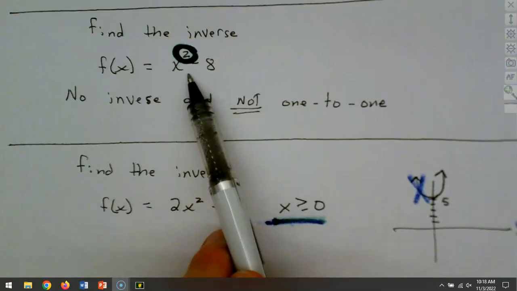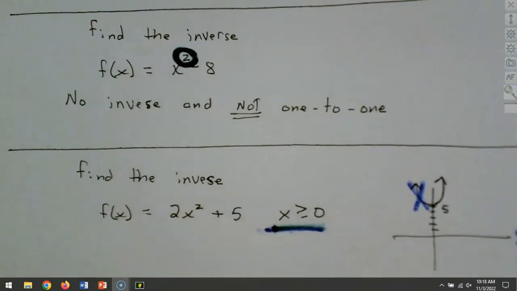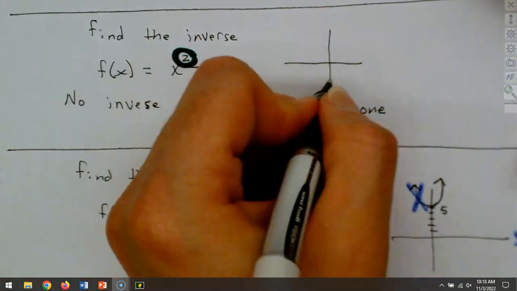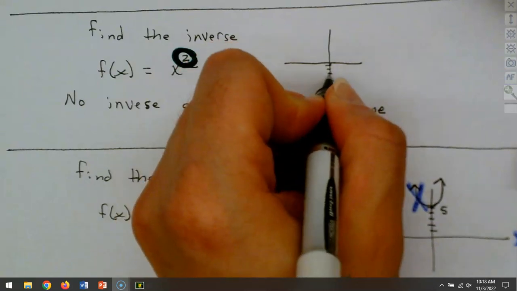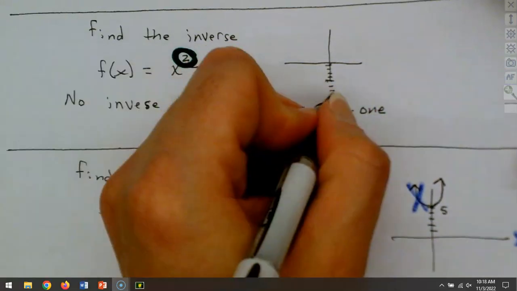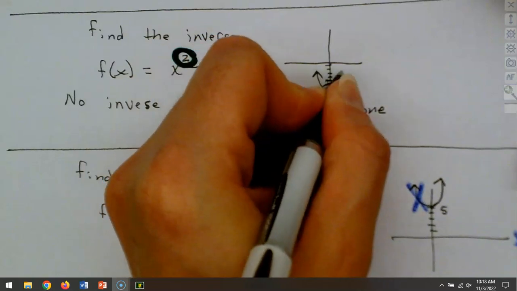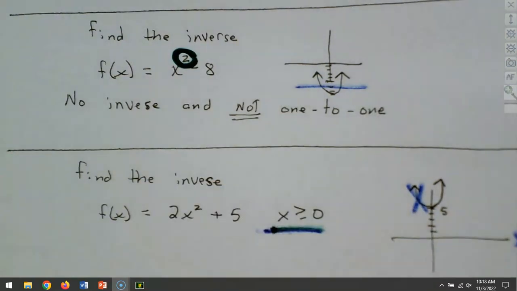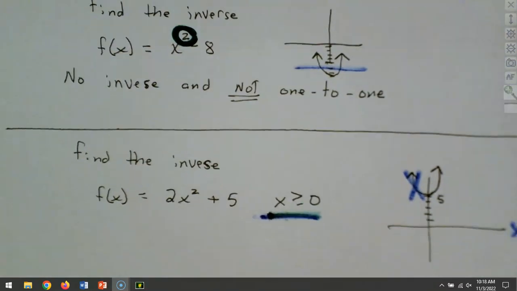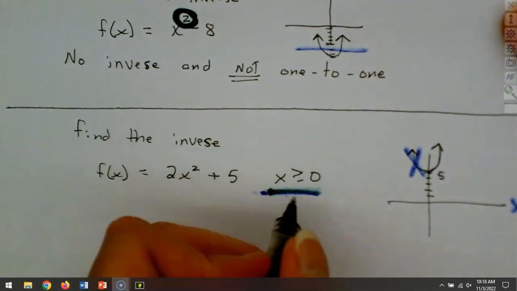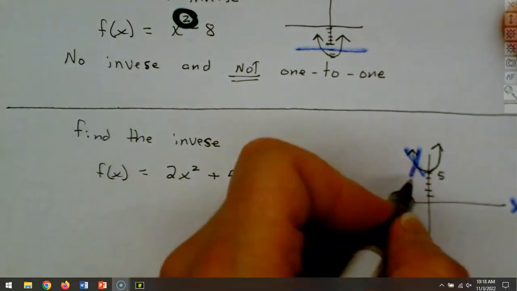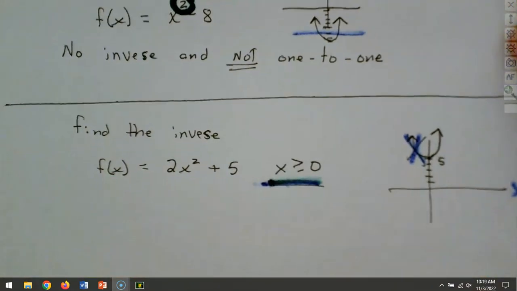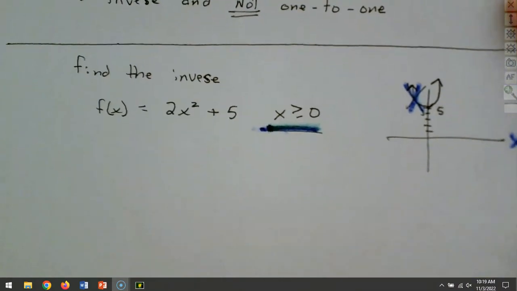If there's no restriction, like this one, right? This one has no restriction, so if you were to graph it, this one would be down 8 and look like this. And see, this one has no inverse because this one would fail the vertical line test, right? But if you restrict the domain and say x is greater than 0, then that means that half doesn't exist. And if you just have half of the graph, then it can have an inverse. So this one does have an inverse.